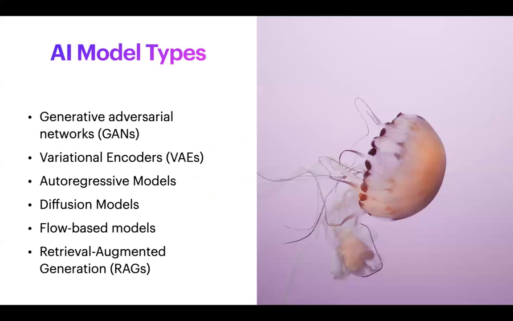In this video, we will discuss the various AI model types: GANs, VAEs, autoregressive models, diffusion models, flow-based models, and what is meant by retrieval augmented generation.